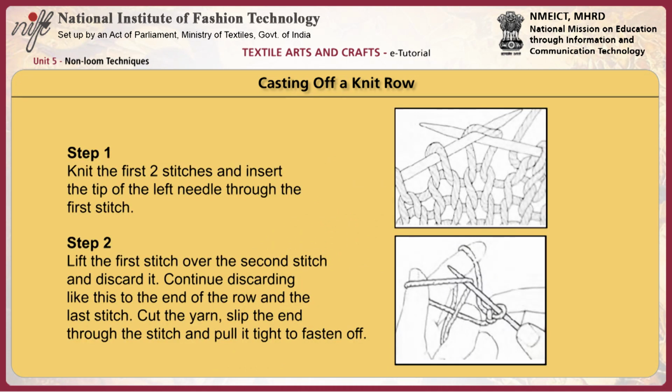Knit the first two stitches and insert the tip of the left needle through the first stitch. Lift the first stitch over the second stitch and discard it. Continue discarding like this to the end of the row and the last stitch. Cut the yarn, slip the end through the stitch and pull it tight to fasten off.